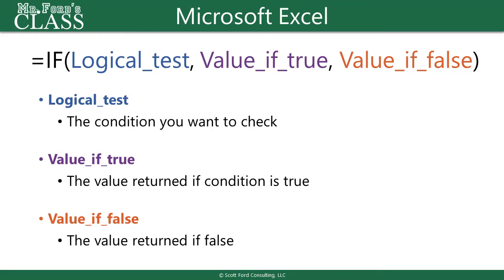Then you have the value if true. In the logical test, if this is true, the value if true kicks in. If this is true, then do this. Then you have the value if false. If it turns out that the logic test, the thing you're looking for, is false, then this is what happens when it comes back. This is the value that you return if false.